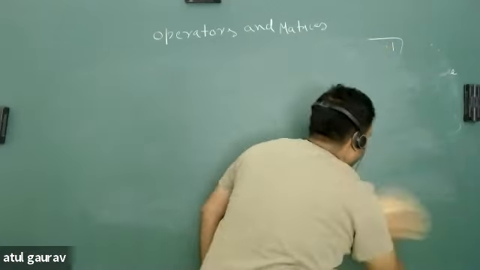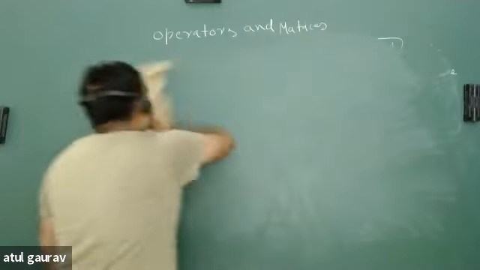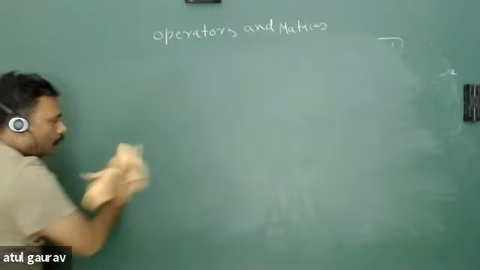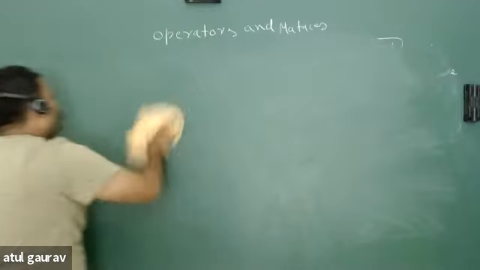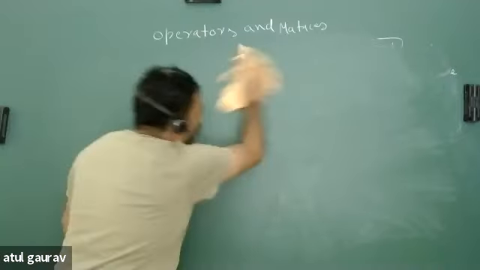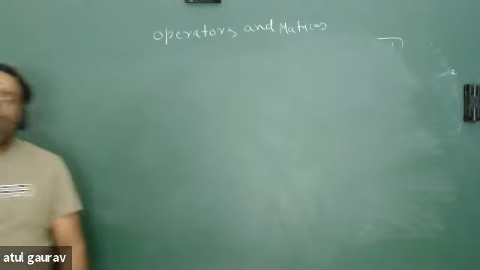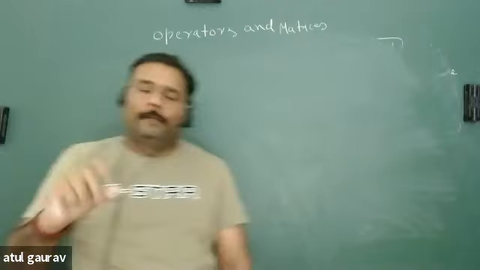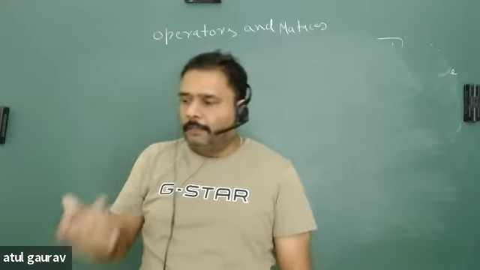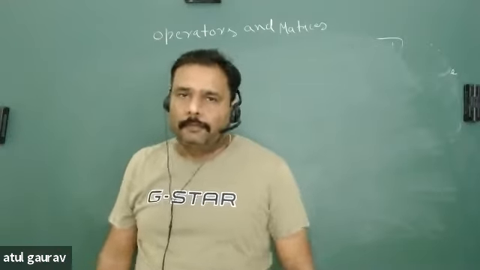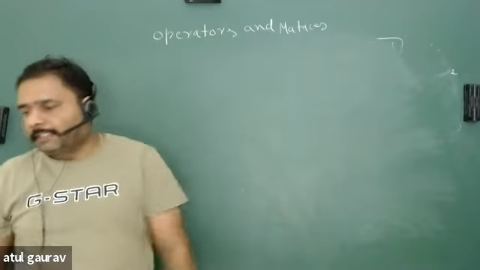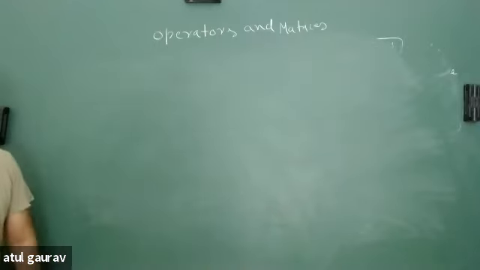Sir, is the A dagger operator only applicable for matrices, or is it applicable for other things also? No, it is applicable everywhere. Everywhere you have to find this operator's complex conjugate, the Hermitian conjugate. You have to find it for that operator also. Okay, when the time comes, we will discuss what we will do.